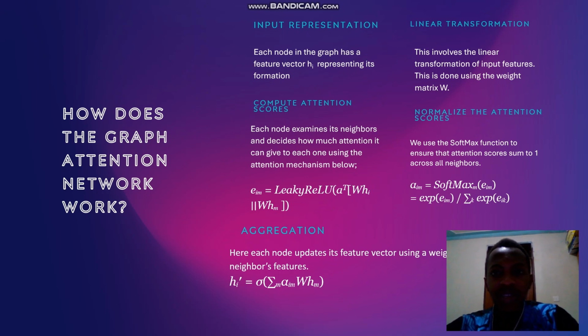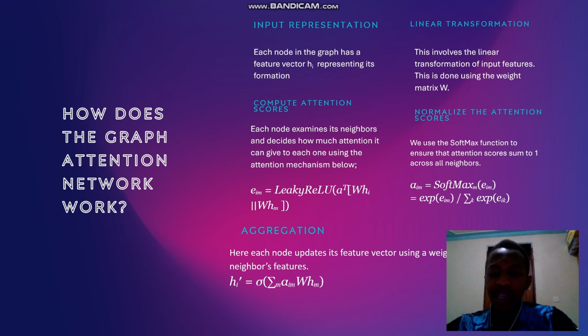So the first step is input representation. We understand that each node in the graph has a feature vector. Then linear transformation, where we transform all the input features. The next step is computation of attention scores, where each node examines its neighbors and decides how much attention to give each one. So in brief, each node is measuring the weight of its neighbors.